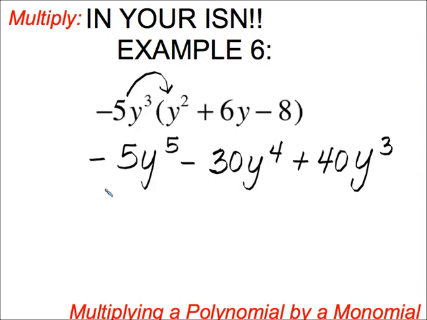Okay, how'd you do? So I'm going to take a negative 5. There's a 1 in front. If there's nothing there, we assume it's a 1. Y to the third, y to the second gives me y to the fifth. Negative times a positive is a negative. 5 times 6 is 30. Y to the third, y to the first is y to the fourth.